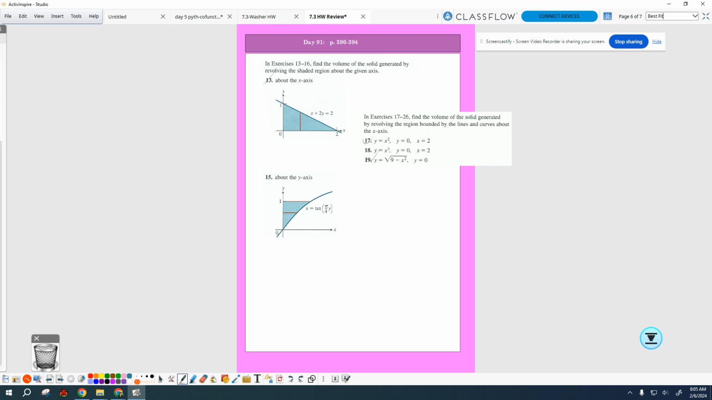Is washer method on the quiz tomorrow? Is it on the test next week? Yeah. What is on the quiz tomorrow? I haven't written it yet, so you tell me. Wondering where files are.